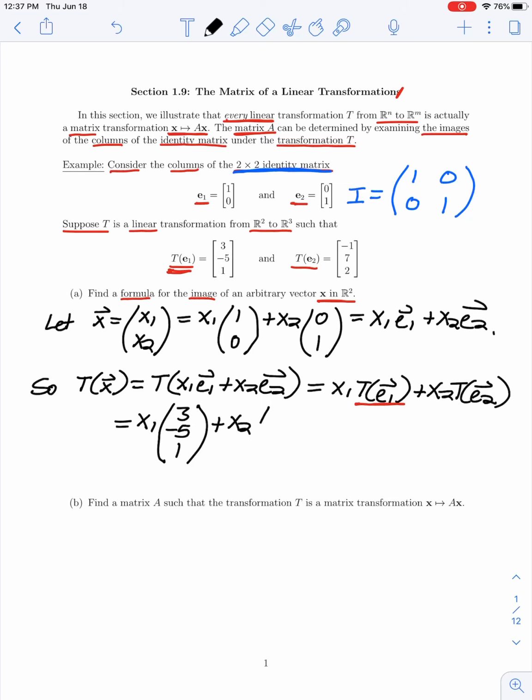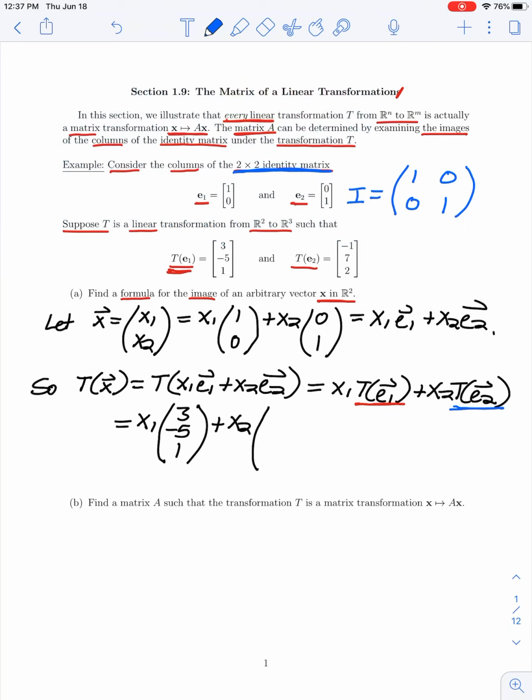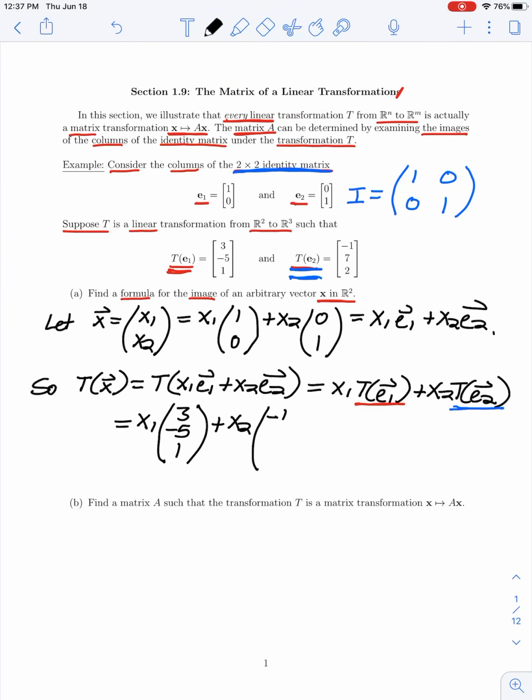Plus, we have x2 times the image of e2 under the transformation T, which was given in the problem statement as (-1, 7, 2). So if we write this as a single vector, we have (3x1 minus x2, -5x1 plus 7x2, and 1x1 plus 2x2).